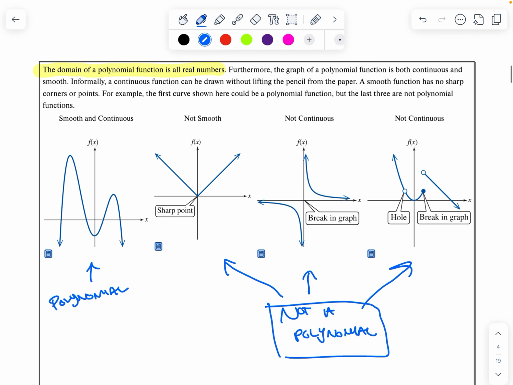The domain of any polynomial function is all real numbers. That's what's saying that it's continuous, right? The domain is all real numbers. It goes as far left as you want, as far right as you want. It never stops. It never has a break.